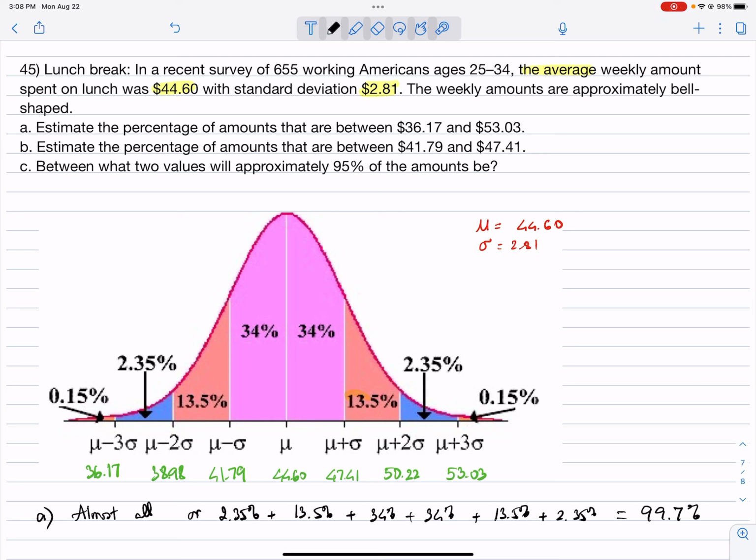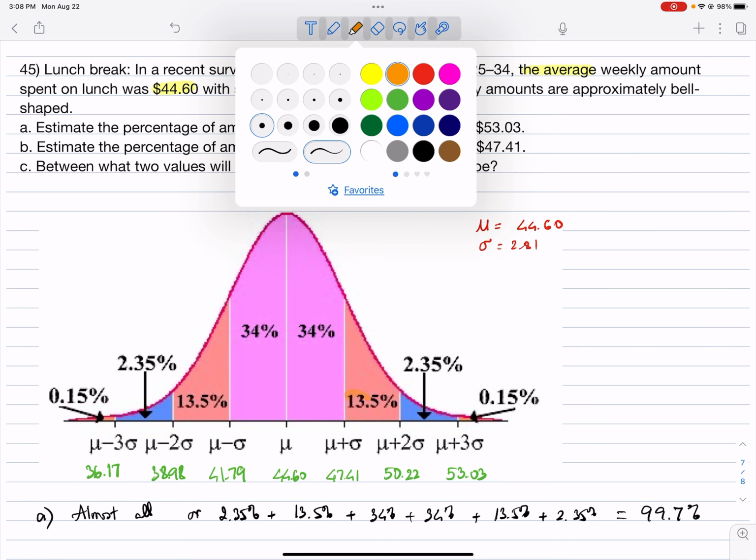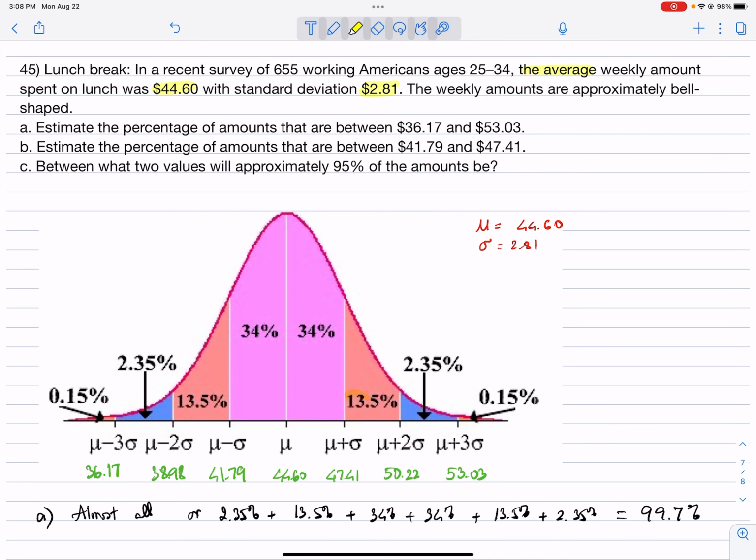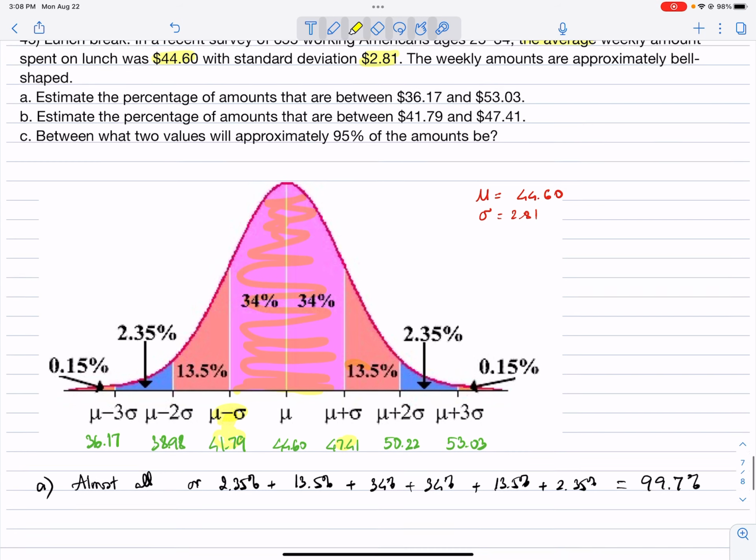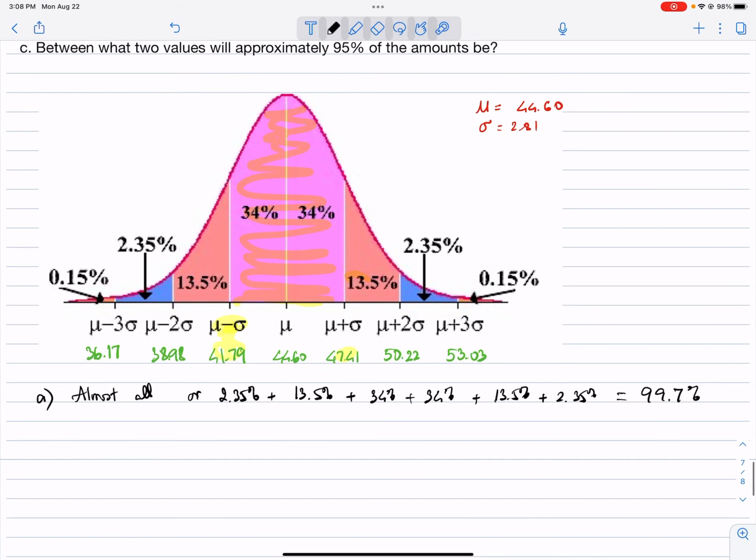Now part B: estimate the percentage of amounts that are between 41.79 and 47.41. Where is that? 41.79 is right here, and 47.41 is right here. So this is the amount, right? That is 34 and 34, which gives us 68. So for part B, it will be 68%.